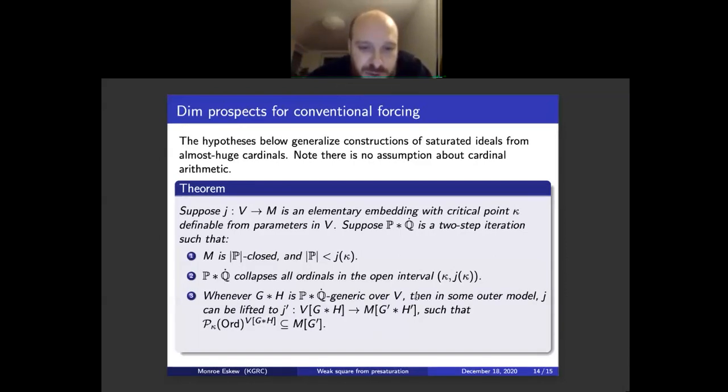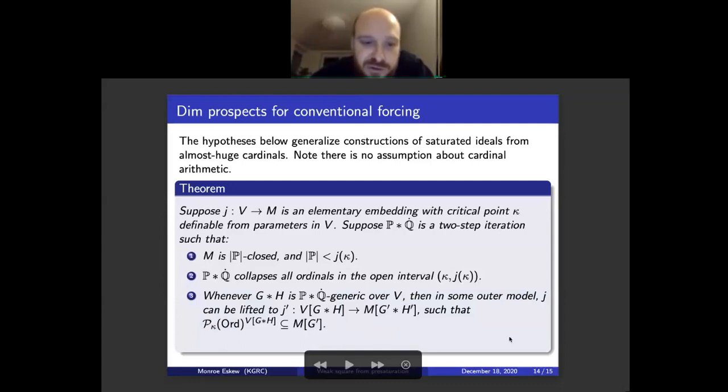The third assumption is whenever you take a generic for this P star Q, then you can lift the embedding J prime from V[G][H] to M[G'][H'] in such a way that at least the small sequences of ordinals from V[G][H] are absorbed into M[G']. If you're familiar with this kind of construction, you know that this is typical. The reason we want this usually is that Q doesn't have a nice chain condition, but it has a lot of closure. And you want to be able to say that the small pieces of H are members of M[G'], so they can be used to build conditions in J of Q. So they actually exist in M[G'].